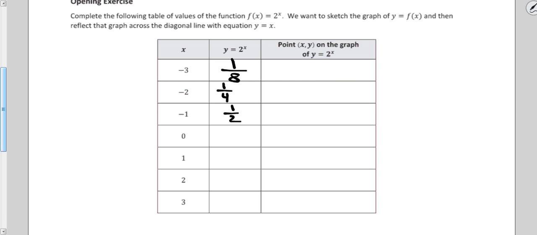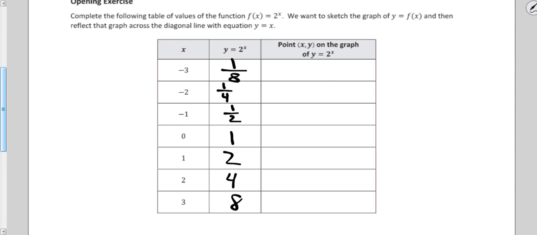2 to the 0 power? Yeah, 1. To the 1 power? 2, 4, and 8. We are on point. So then over here, we got graphing in our future, don't we?